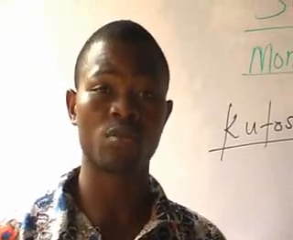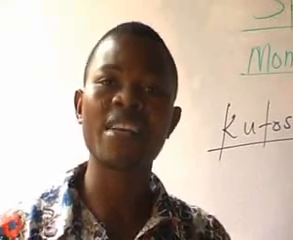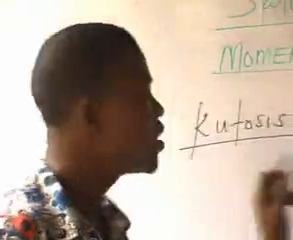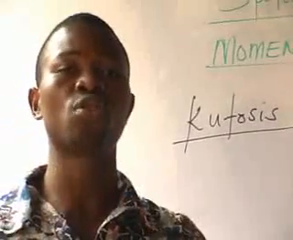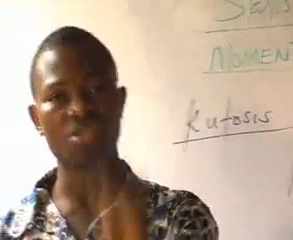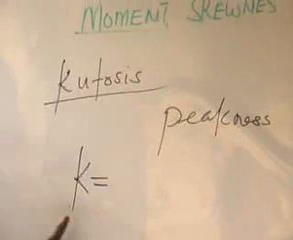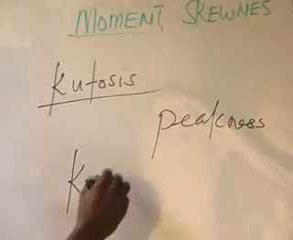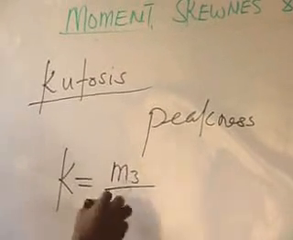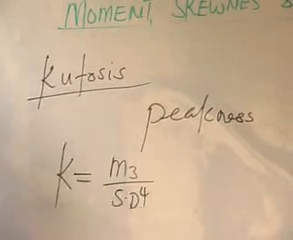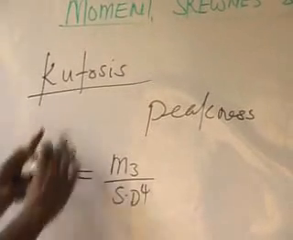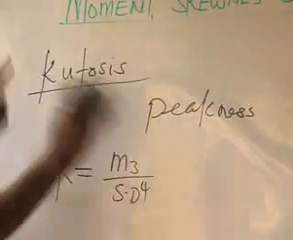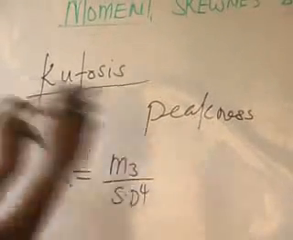Kurtosis is defined as the measurement of thickness of a given distribution when compared to the normal distribution. Anytime, kurtosis is always represented by K. And the formula for kurtosis is M4 all over standard deviation raised to power 4. Are we together? M4 over standard deviation raised to power 4. So the formula for kurtosis is M4 over sigma raised to power 4.